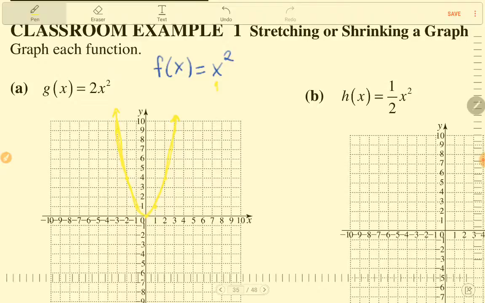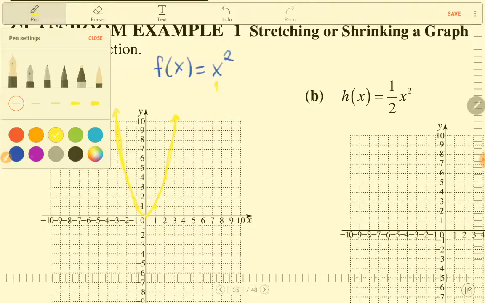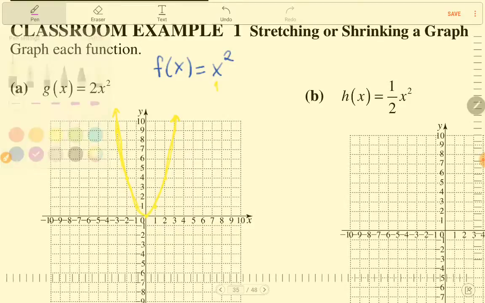Now, what might be easiest to help us see this is if we did a t-table. So for g of x, we're going to do a t-table, and g of x is another way of saying y. So I'm just going to say x and y.